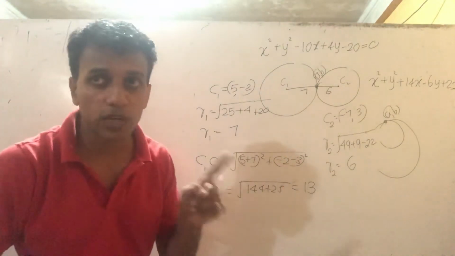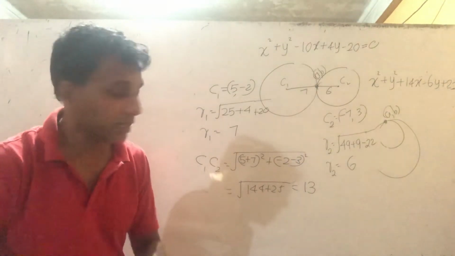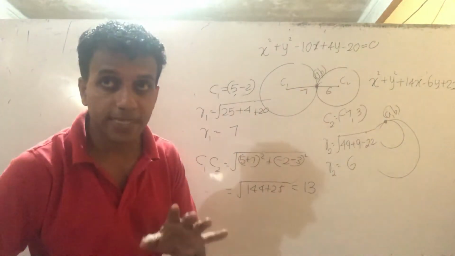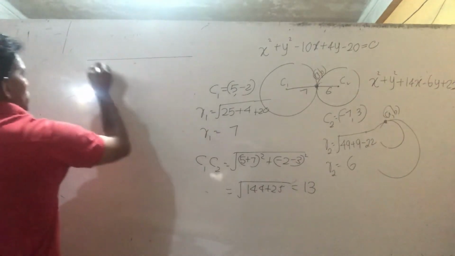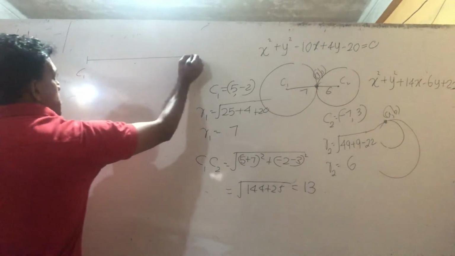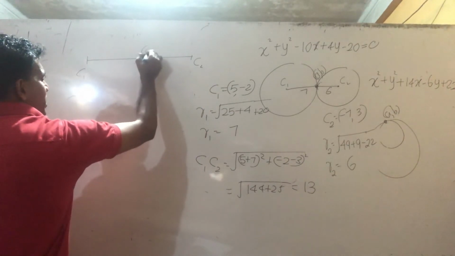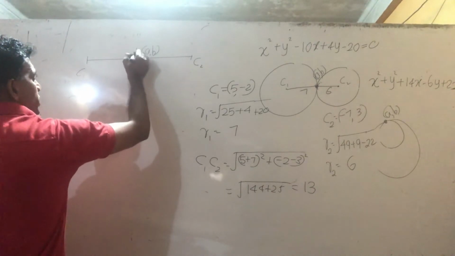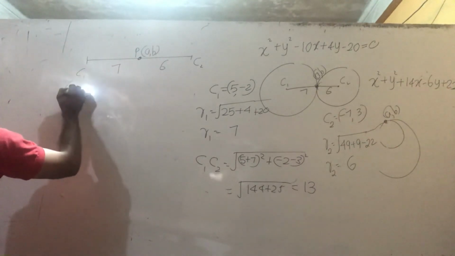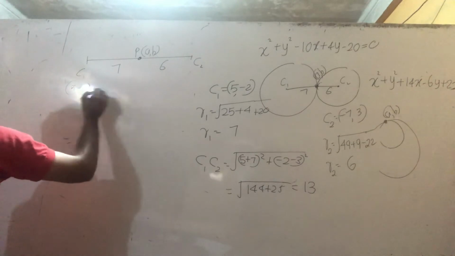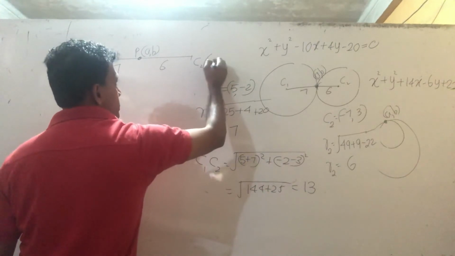Very important. Without that, you can't complete the problem, right? You don't know whether it touches internally or externally. Therefore, the given circles touch externally. Okay, now see, it's simple. If I mark C1 here, C2 here, both touch here at the coordinate A comma B. If I call the point P, you know the radii are 7 and 6. You know this coordinate is 5 comma minus 2, and here minus 7 comma 3.